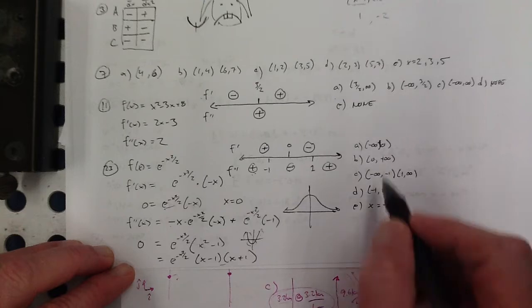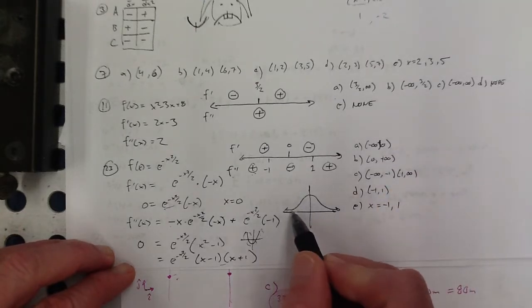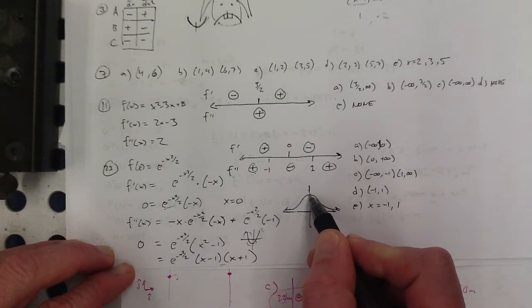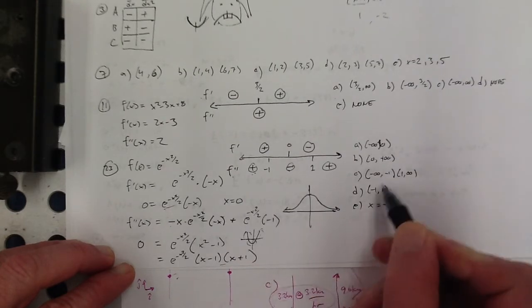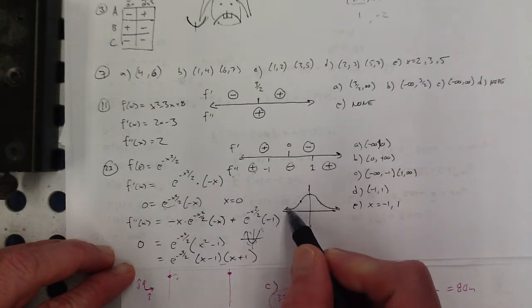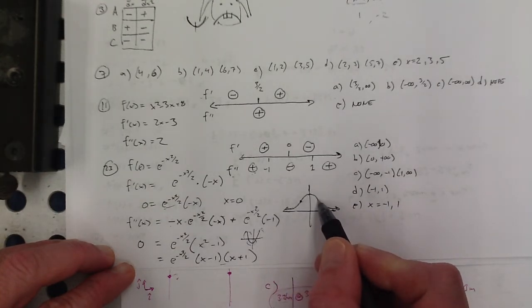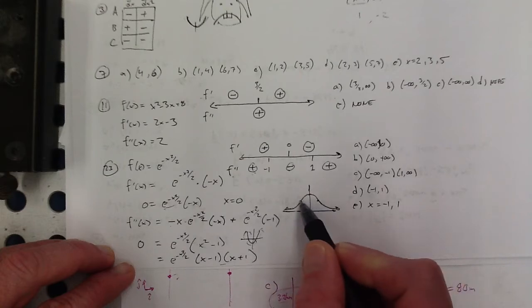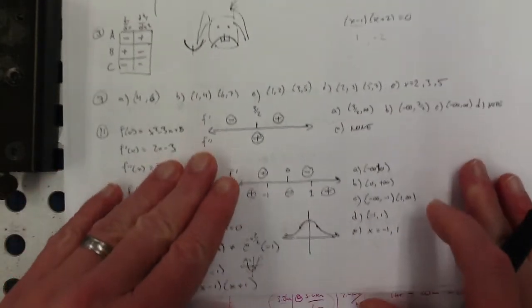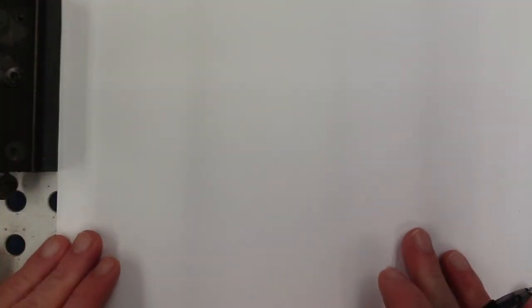So here, if you look at what's going on, sure enough, it's increasing from negative infinity to 0, and then it's decreasing, and then it's concave up, bending up, and then bending up again, and then from negative 1 to 1, it's bending down, and there's the inflection points. All right, super.